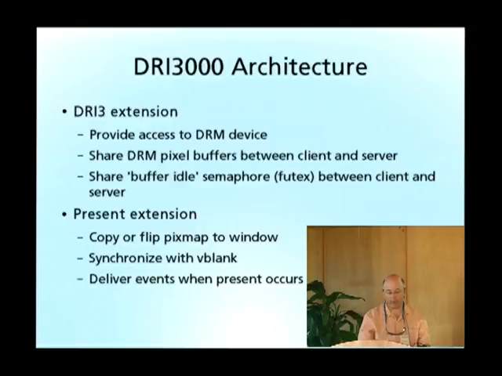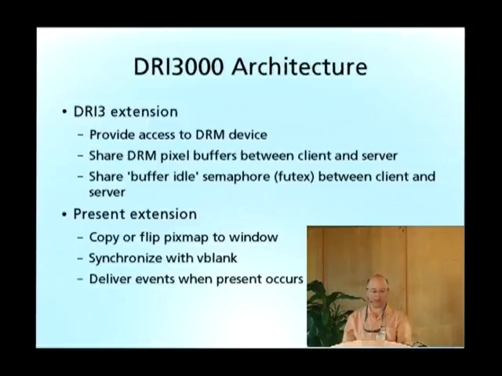Okay, so the DRI3000 architecture, as I said, consists of two extensions, the DRI3 extension. It does three things. It provides access to the DRM device. Right now, the only process in the system that can open the DRM device and prepare it for rendering is the X server. We're looking at fixing that in the kernel with the implementation of render nodes, but right now, the X server is the only person who knows which DRI device you want to open and how to get it ready for rendering. And so the DRI3 extension includes that.